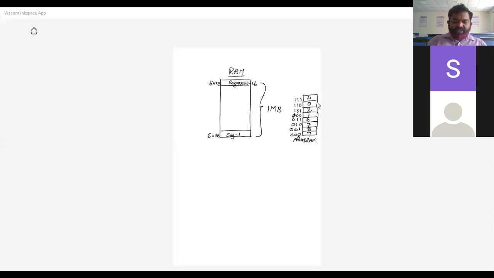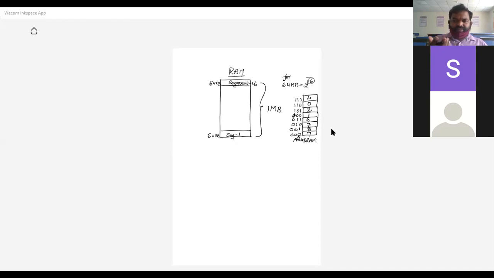Are you following any logic here? For example, only 2 bytes. For 2 bytes, how many address lines are required? Only one. So 2 to the power of what? 16, sir. 2 power 16, correct. So for 64 KB, how many address lines are required? 64 KB is equal to 2 power 16. So 16 address lines are required.